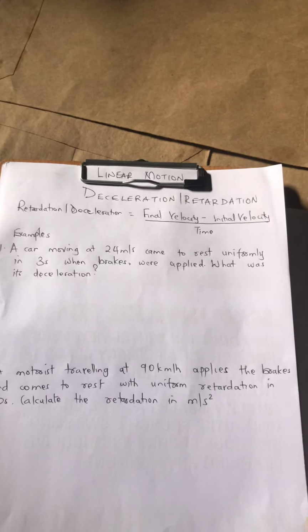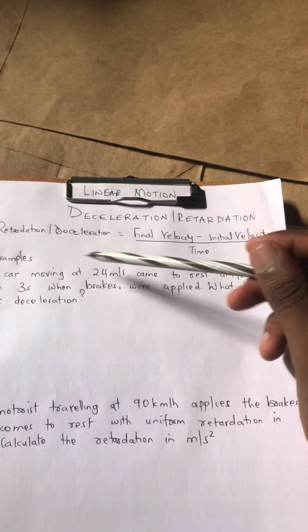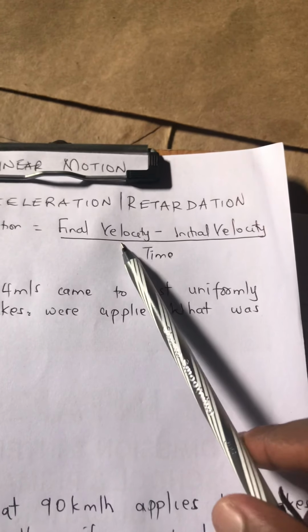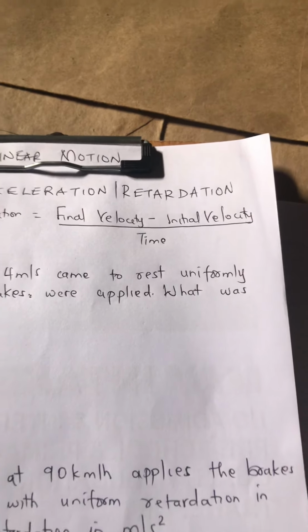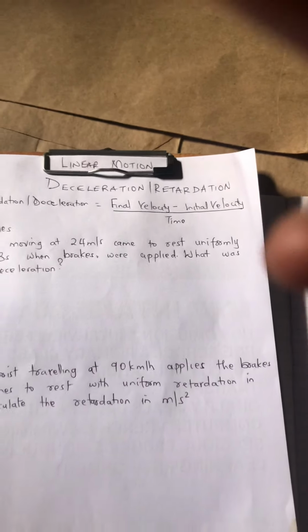So there is no difference in terms of working out between retardation or deceleration and acceleration. Formula ni ile final velocity minus initial velocity divided by time. So tutatumia the same formula hapo sawa.